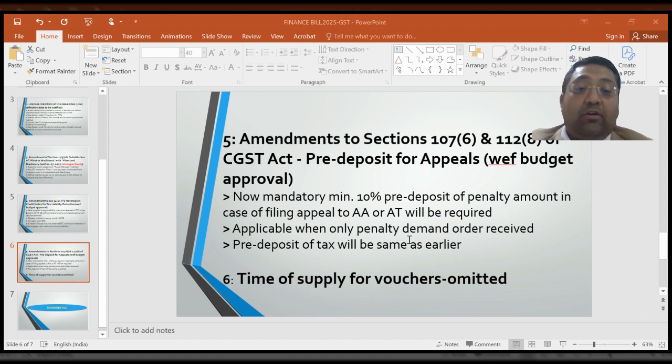Now, if we talk about only penalty orders, then it is basically applicable on bogus billing, where a broker receives fake goods or services, takes credit and then supplies to another person fake. So tax liability nullifies, but government may impose penalty in that case. So basically, government has widened its scope of applying the penalties.